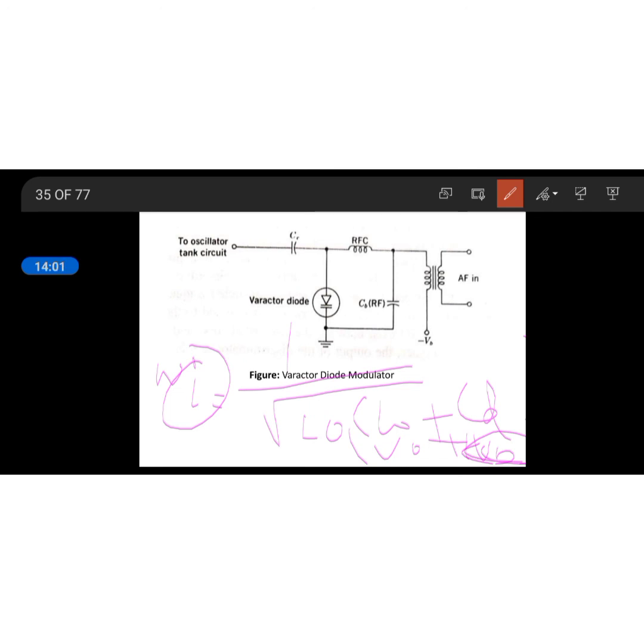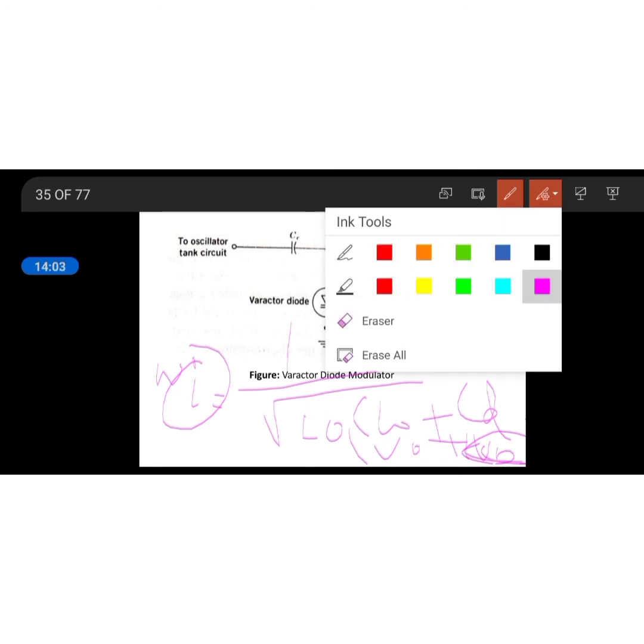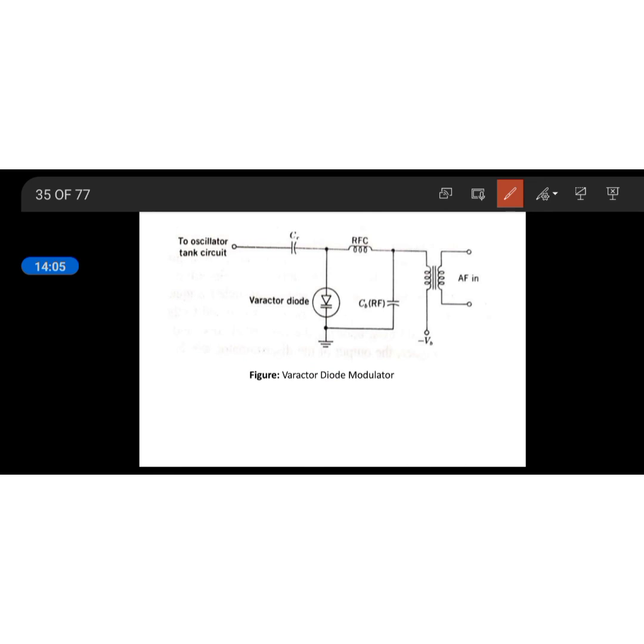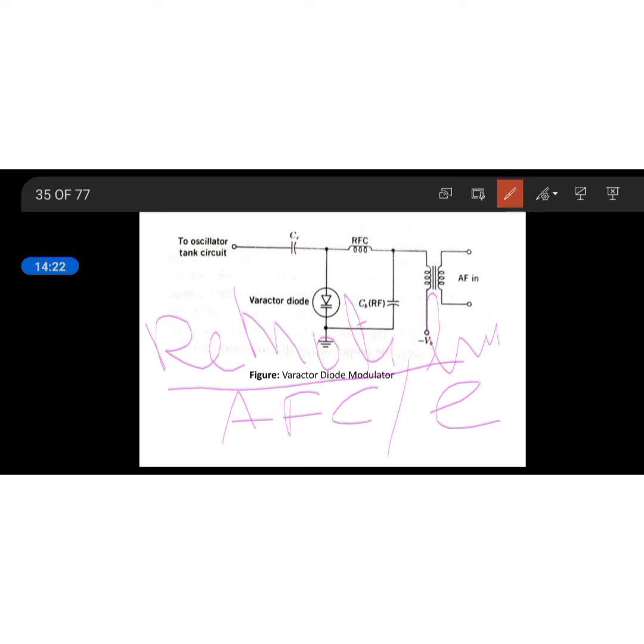The applications of this diode are AFC, automatic frequency control, in electronic circuits, and remote tuning.